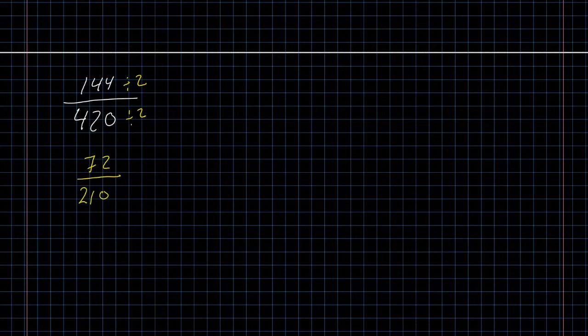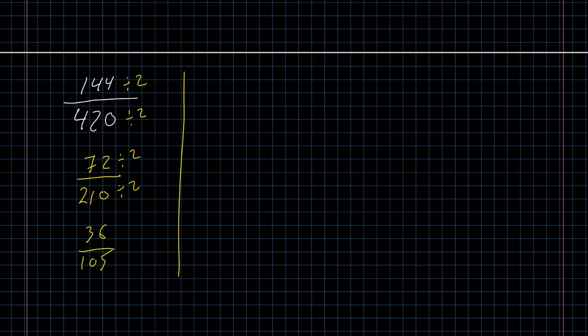They're still both even numbers, so we can repeat that divide by 2 process again. Again, if you have to go off to the side and write out a long division box, that's okay. 72 divided by 2 is 36. 210 divided by 2 is 105. And finally, at this point, we no longer have an even number in the denominator, so we can't keep dividing by 2.